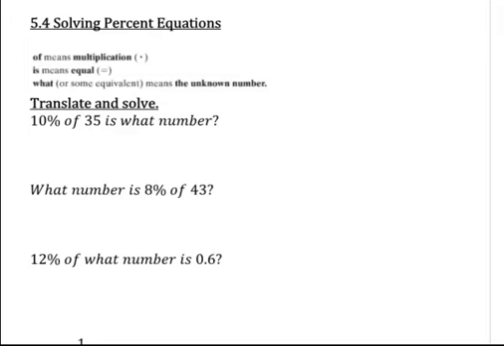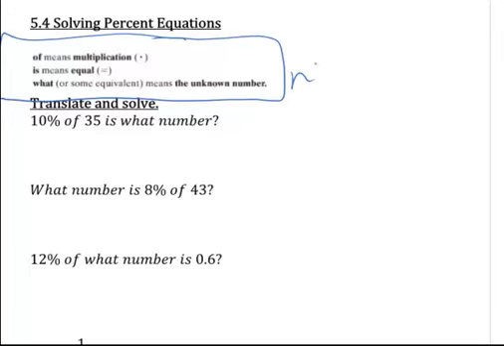All right, section 5.4 is going to show us how to solve percent equations. There's a couple of key things that we're going to want to remember. Anytime I see the word of, it means I'm going to multiply. The word is means equal, and the word what, or some sort of equivalent of that, is going to be our unknown number. We've typically been calling that the letter n.